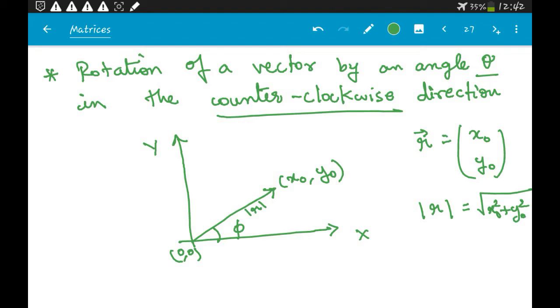Now let's see what this means. If we look at this part, the position here is nothing but x0, and the position here is nothing but y0. This is something that we know because this point is (x0, y0). Now we have to define, okay, so let's see.